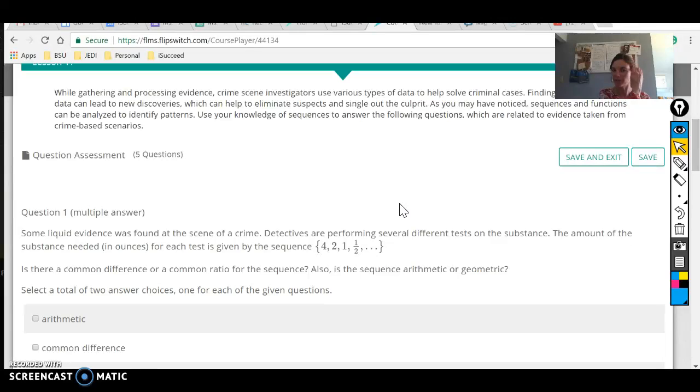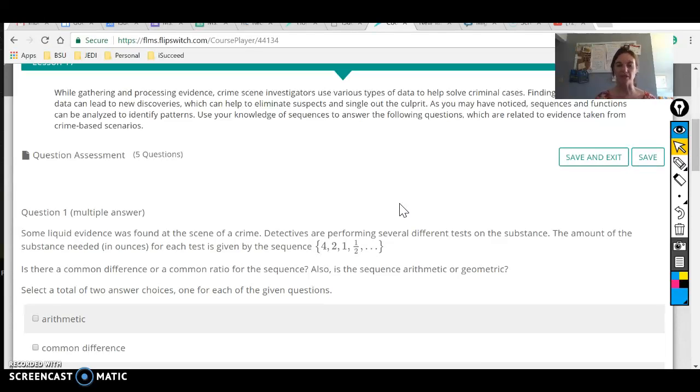Question 1. Some liquid evidence was found at the scene of a crime. Detectives are performing several different tests on the substance. The amount of substance needed in ounces for each test is given by the sequence 4, 2, 1, 1/2, etc. Is there a common difference or common ratio for the sequence? Also, is the sequence arithmetic or geometric?